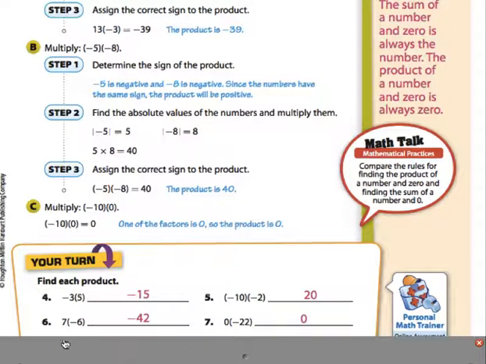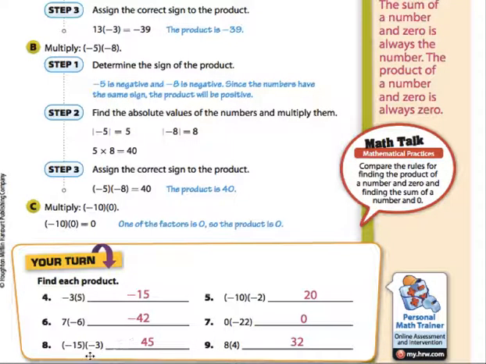Number 6, we have 7 times negative 6. 7 times 6 equals 42. If one of the numbers is negative, your answer is going to be negative. So we have negative 42. Number 7, we have 0 times negative 22. Anything times 0 is going to be 0.